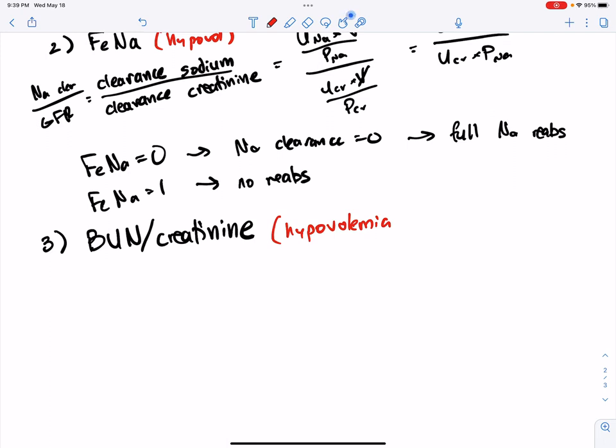Reabsorption is really relevant in the context of hypovolemia, when osmoles are being reabsorbed, and urea is often reabsorbed in conjunction with sodium. So that's one assumption. The other assumption here is also a steady state assumption, at least in part.